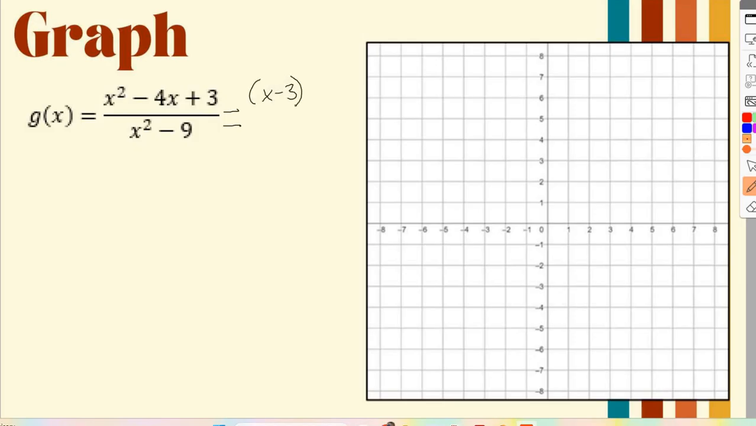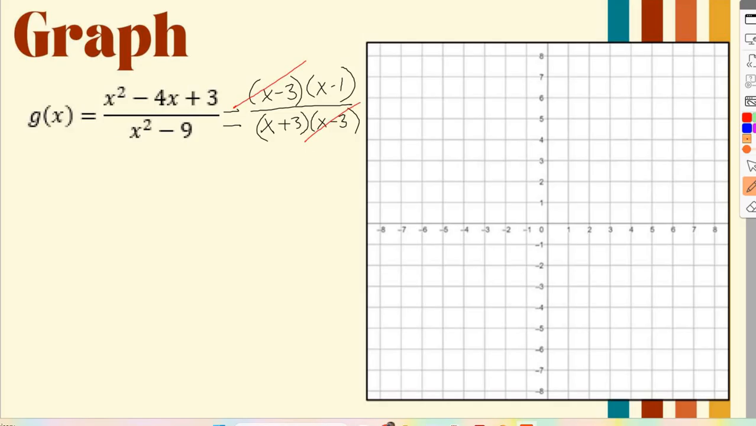Cool. And then what are we going to use on the bottom? Difference of squares. So what is that going to factor to? X plus 6, x minus 6. Cool. Do we notice anything about our function? We can reduce a what? X minus 3.